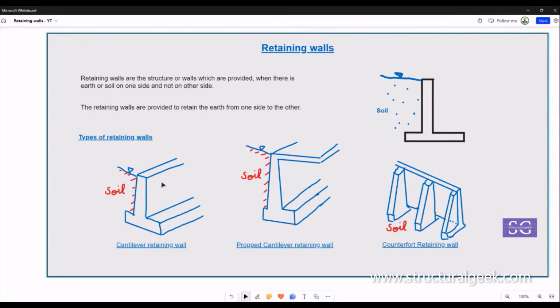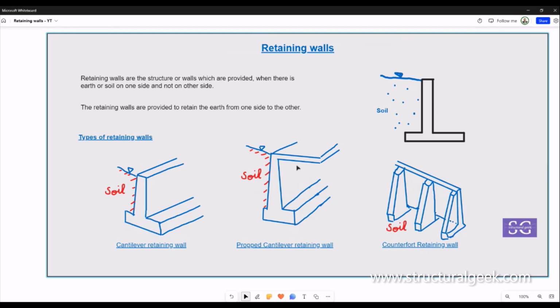Similarly, there is another type of retaining wall that you can have, that is the propped cantilever retaining wall. If we take a few examples of cantilever retaining walls, I think boundary walls are essentially a very good example of the cantilever retaining wall, which is the most commonly used, and the way they behave is purely cantilever.